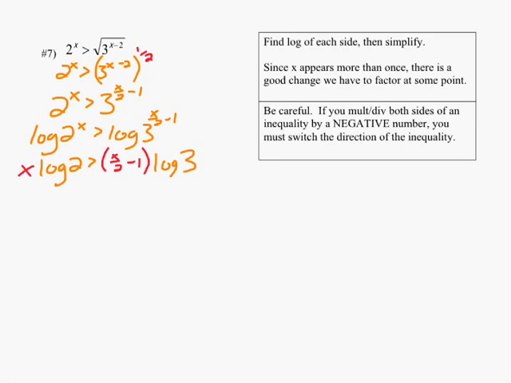The best way to finish this would be to use the distributive property, multiply log of 3 times both of these things in the parentheses. It's going to give us x divided by 2 log of 3 minus 1 times log of 3, which is going to be minus log of 3.